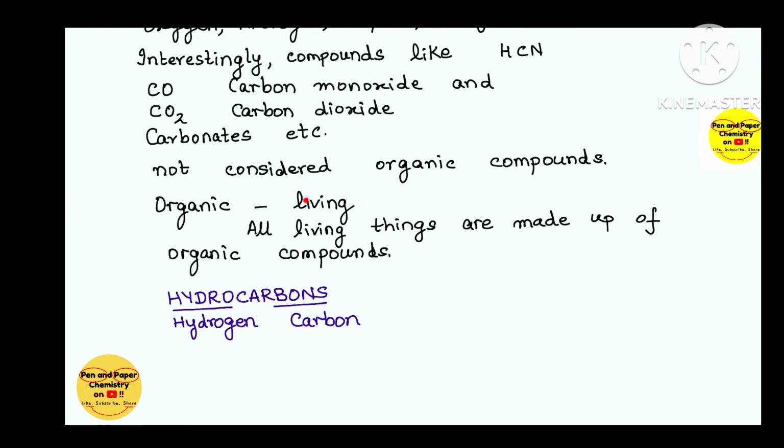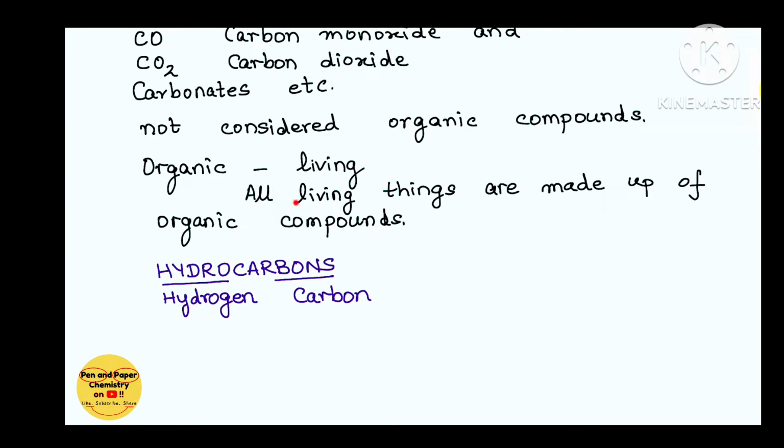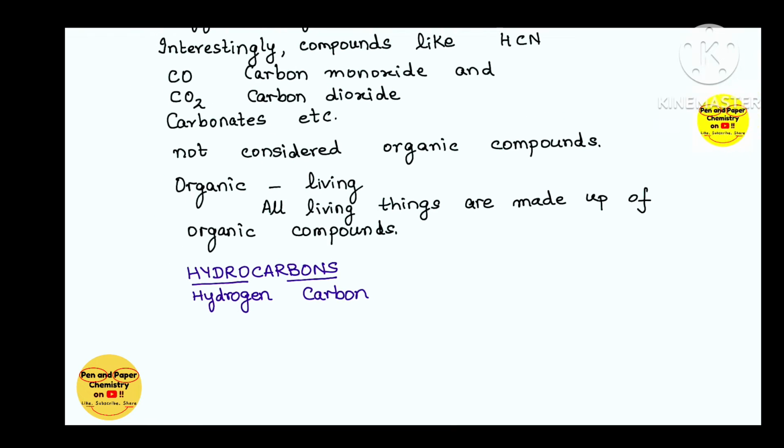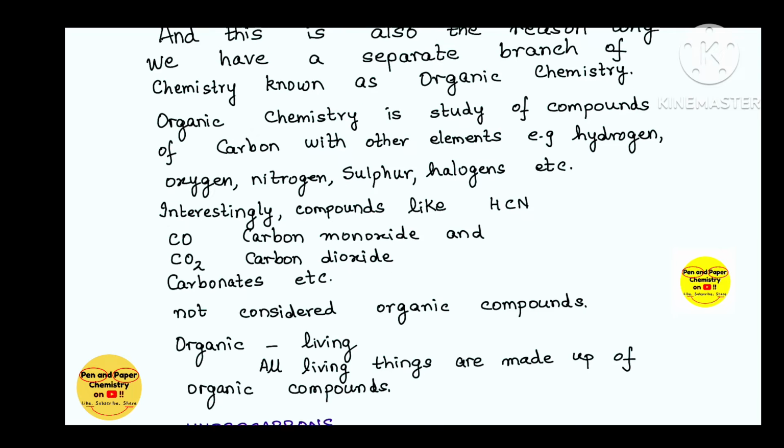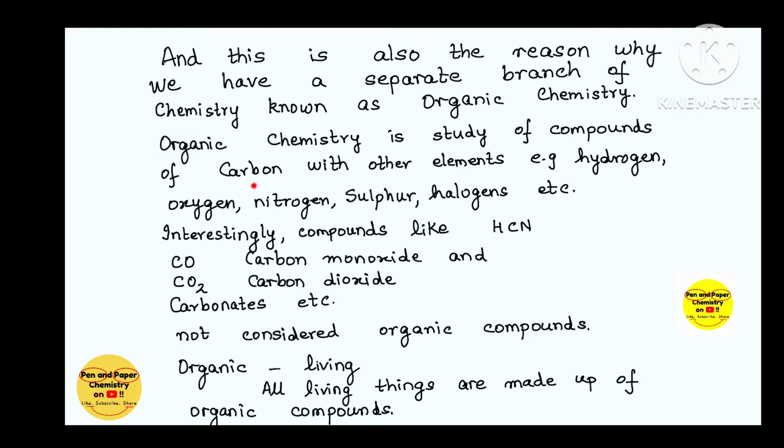Organic means living. We all know about organic farming these days, organic foods, organic products in the supermarkets. So organic is living. That means something which is made out of living things, or something which is a part of all living things. So all living things are made up of organic compounds. So we need to define organic compounds, correct? So organic compounds are nothing but compounds of carbon with other elements.